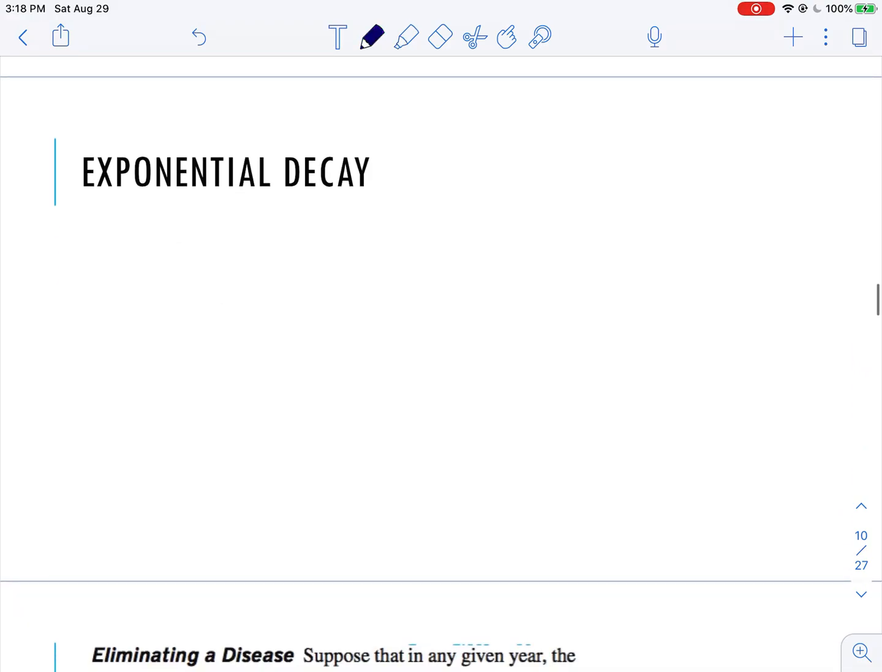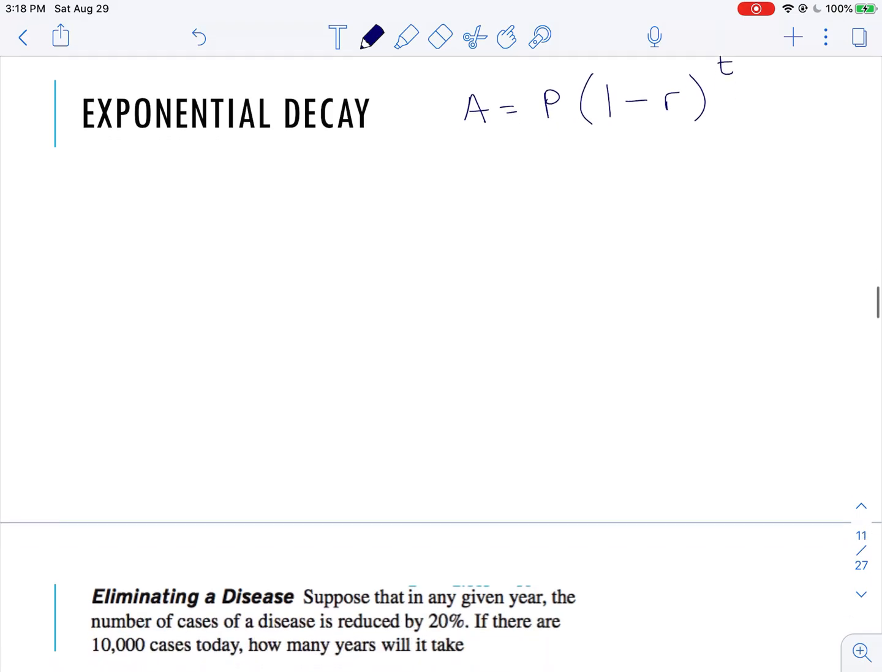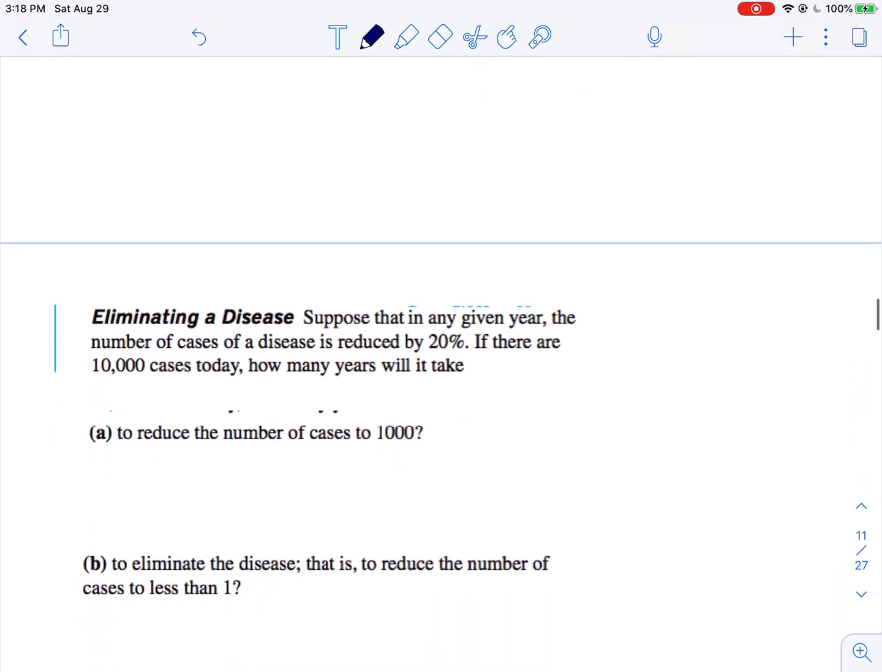Exponential decay is when your amount is going down in volume. So for instance, you would have the final amount equals the original amount, and this time you would do the 100% of the original, and then since it's decay, you're going to subtract the rate and then raise to the t. So let's look at an example of exponential decay.